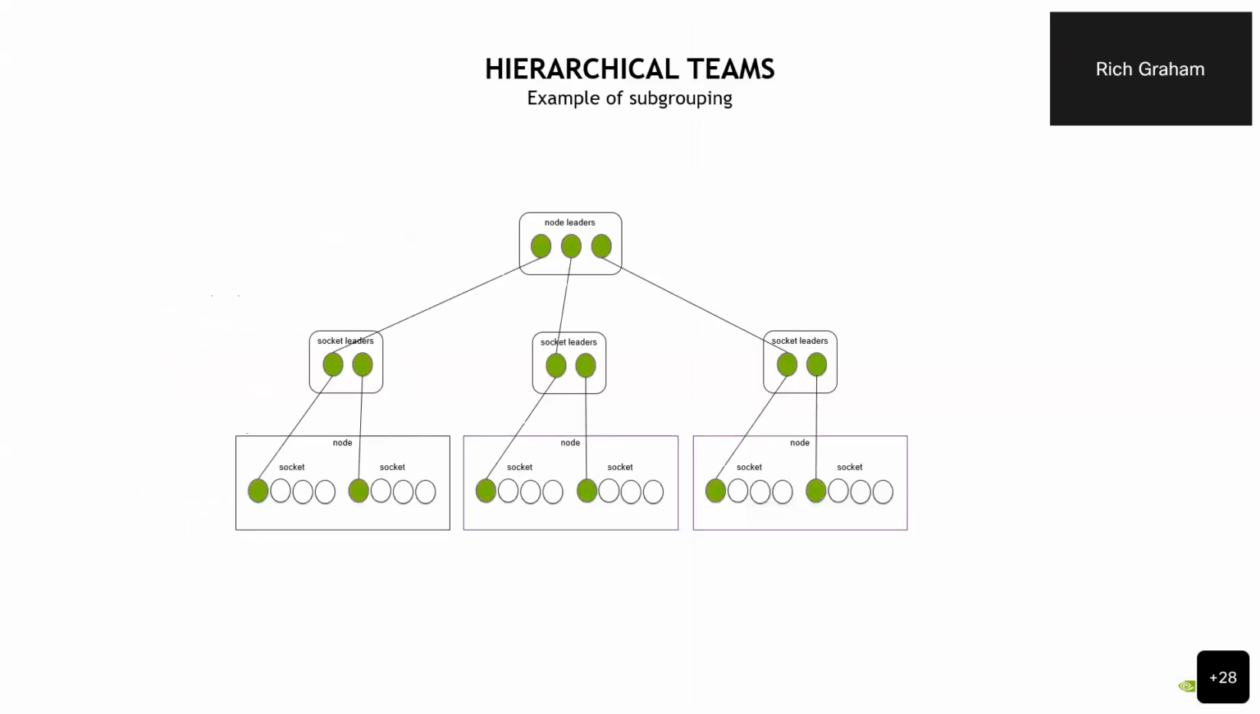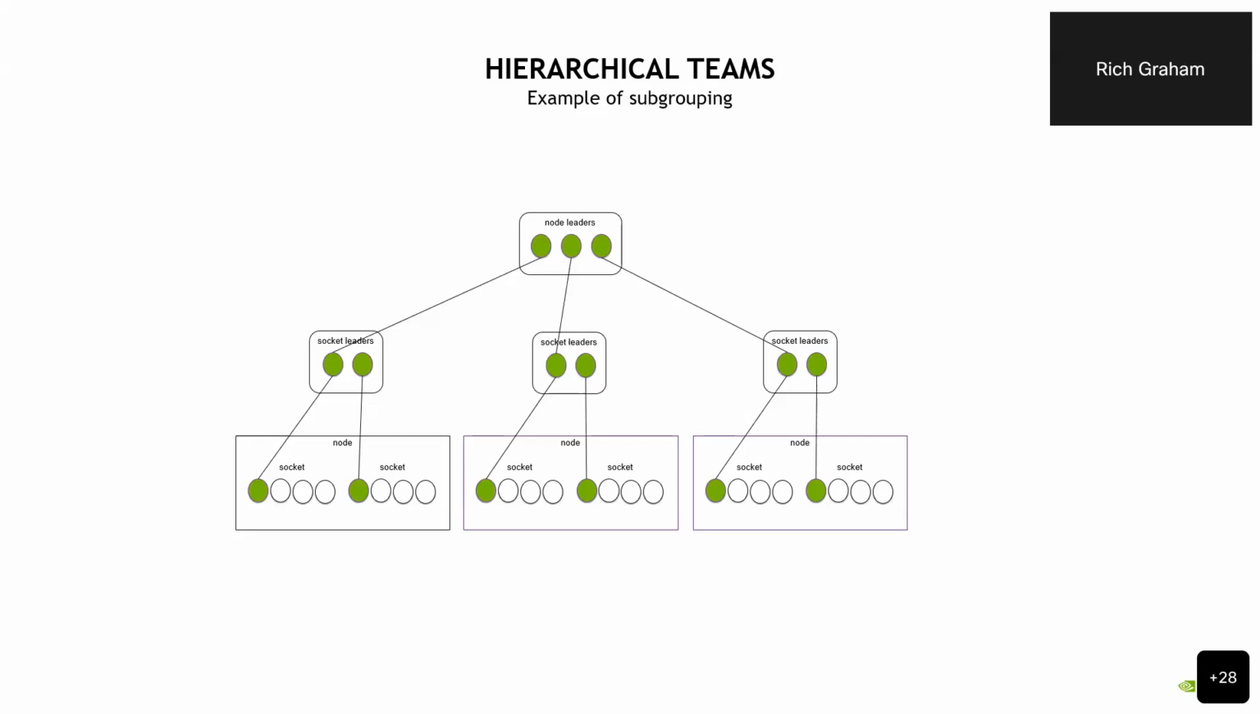So a bit about hierarchical teams. This is nothing new at all. If you consider endpoints, there's a figure here of 3 nodes, and each node has 8 endpoints, and within those endpoints you have 2 different sockets. And so if you want, you can treat all those endpoints as flat, or you can build a hierarchy.